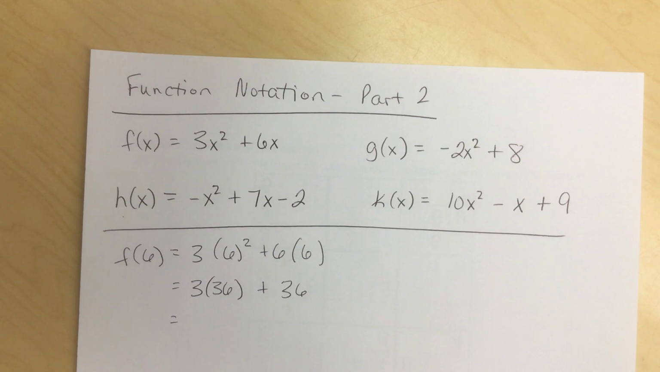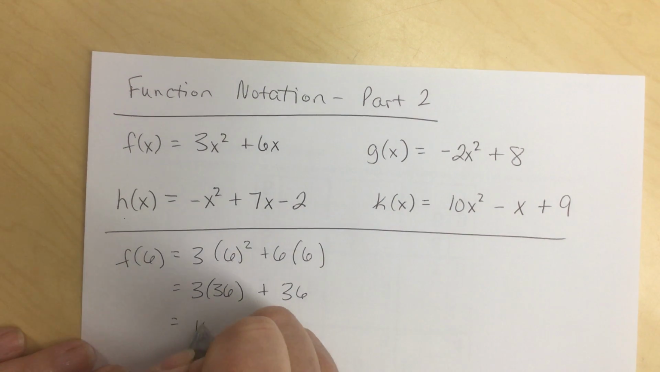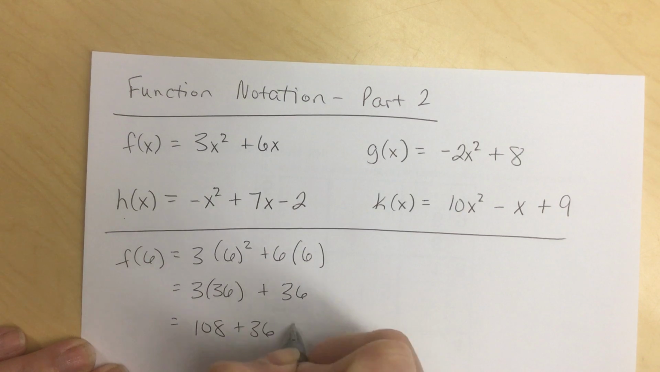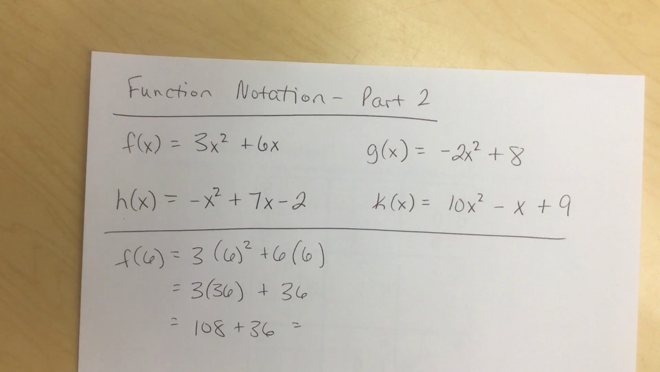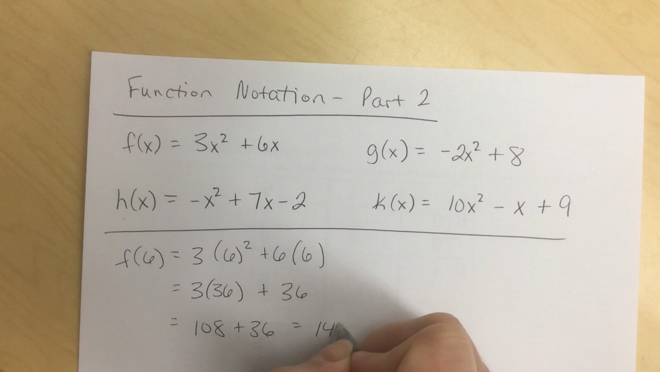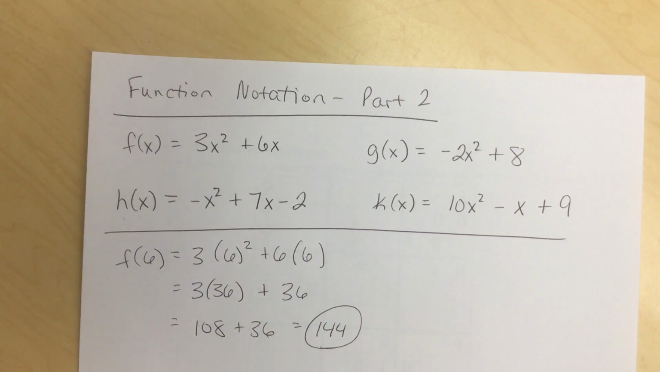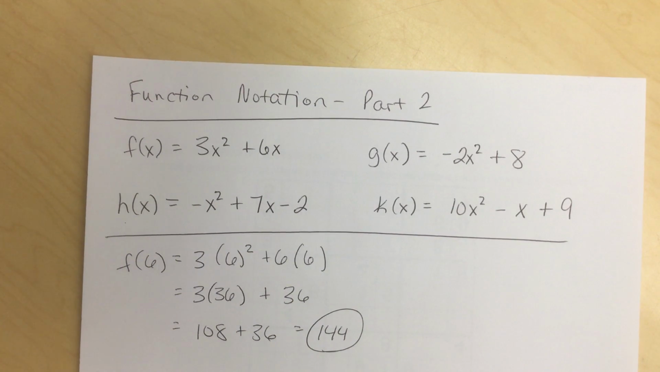Okay, so 3 times 36 is 108, plus 36 is going to give you 144, exactly. Okay, so it's the same idea. You just have to square the number first and then multiply it by the outside number.